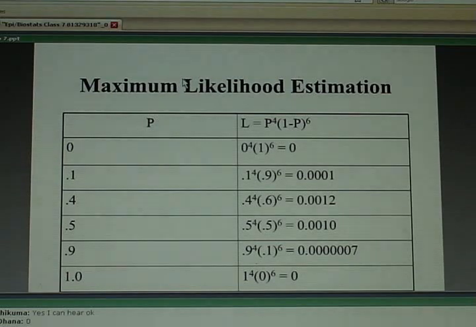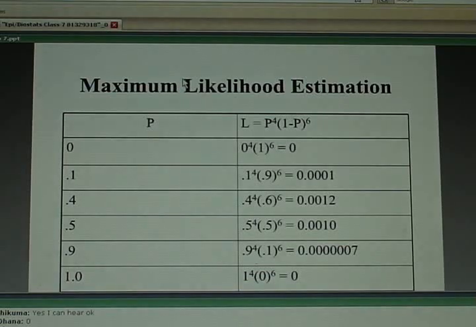If you put 0.4 in for p, to that same formula, you'd have 0.4 raised to the 4th power, 0.6 raised to the 6th power. You actually get a bigger number, 0.0012. So 0.4 is better than the number 0.1, because 0.4 so far gives us a bigger value for the likelihood. A better explanation for getting 4 heads and 6 tails when you flip a coin 10 times.